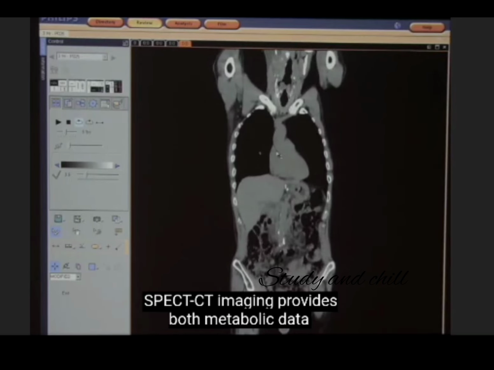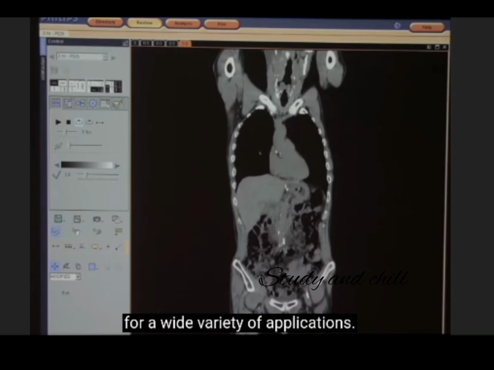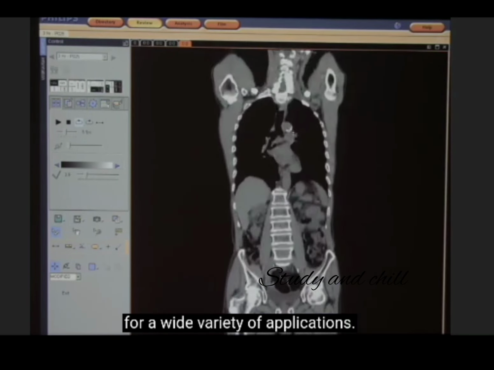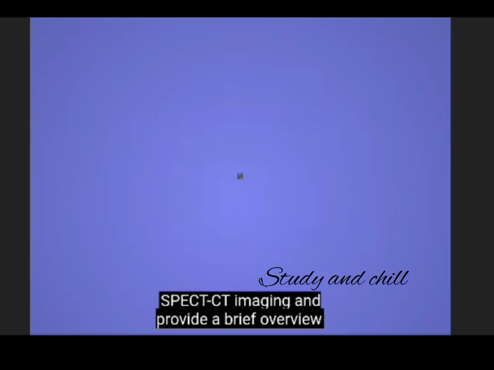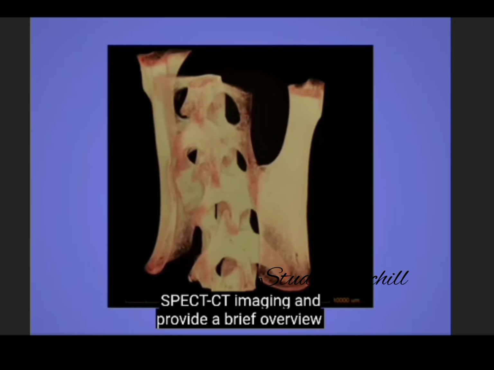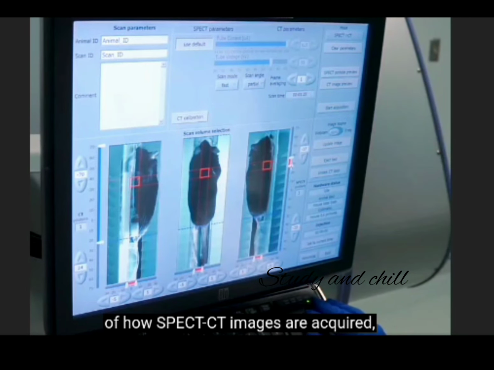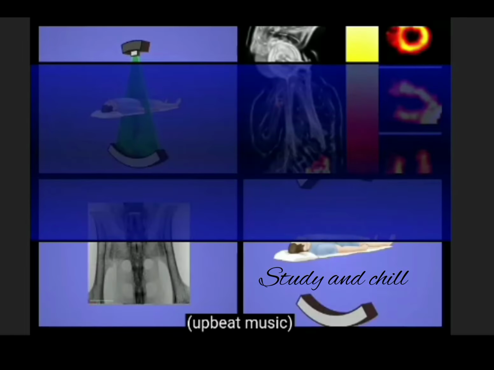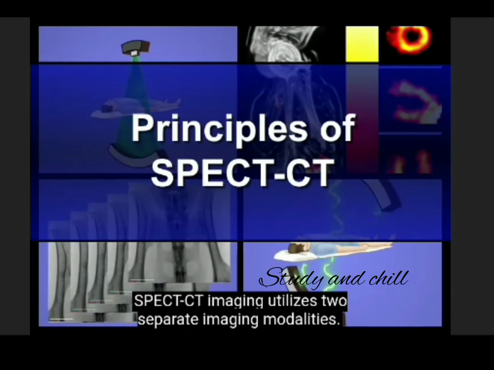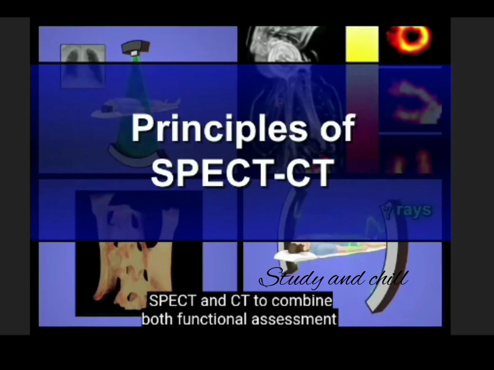This video will illustrate the basic principles of combined SPECT CT imaging and provide a brief overview of how SPECT CT images are acquired, reconstructed, and analyzed. SPECT CT imaging utilizes two separate imaging modalities, SPECT and CT, to combine both functional assessment and anatomical information to improve the overall diagnostic ability.